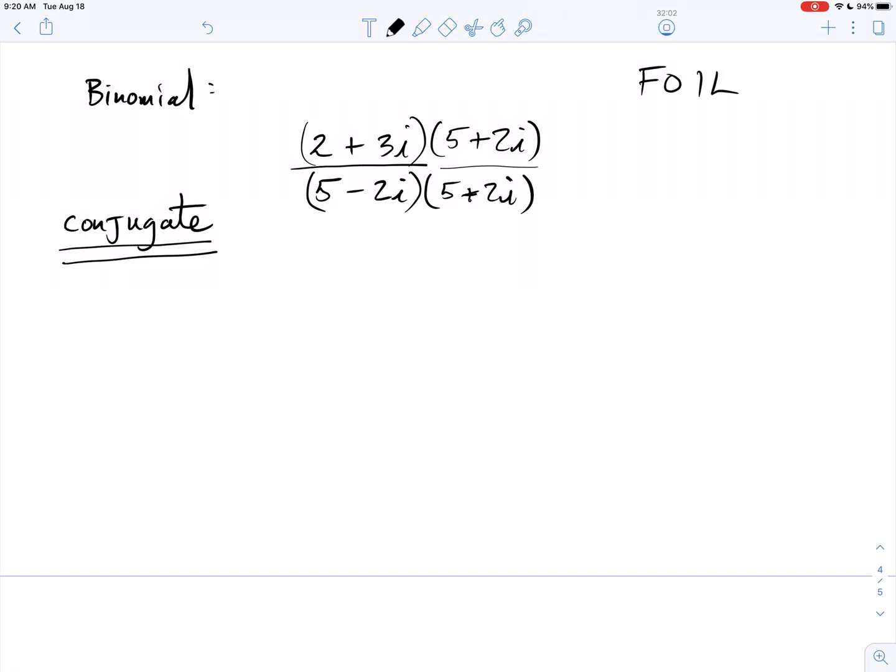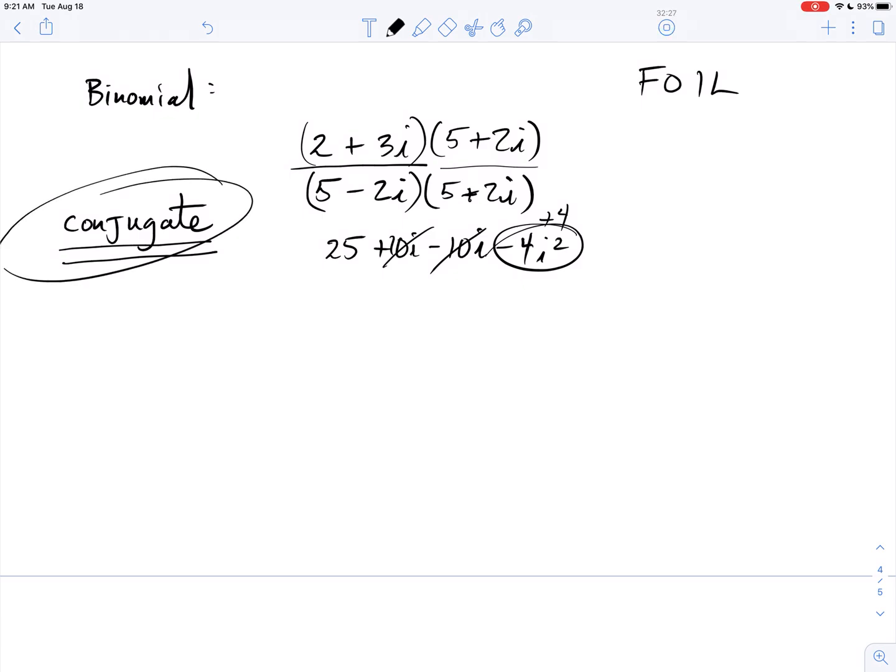So in the bottom, you're going to notice a shortcut happen every time. First times first, I get 25. Outsides, I get 10i. And then minus 10i. And then I get minus 4i squared. That's the same as plus 4. What happens is these guys will always cancel. If you use the conjugate, you will get all the i values to drop out in the bottom. What do I end up with in the bottom? 29, it looks like. I get 29 for an answer.